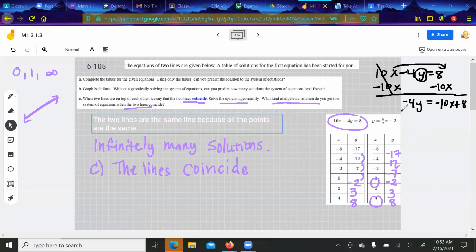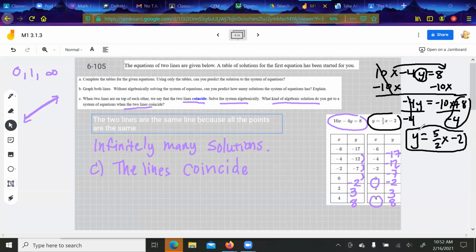All right. Then we're going to divide by -4 to get the y by itself. And 10/4 reduces down to 5/2, so 5/2 x. And then 8 divided by -4 is -2. So you can see when I change this equation to slope-intercept form, look what I get. I get the exact same equation. So even though they look different, right? Like this equation looks different from that, it's actually the same equation. When you put it into slope-intercept form, it becomes the same equation.